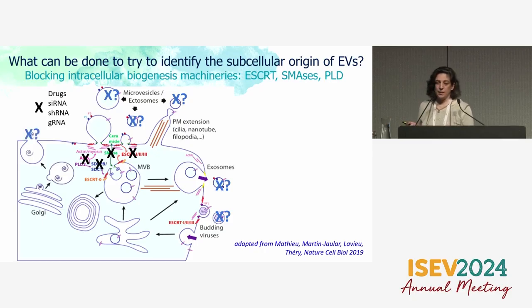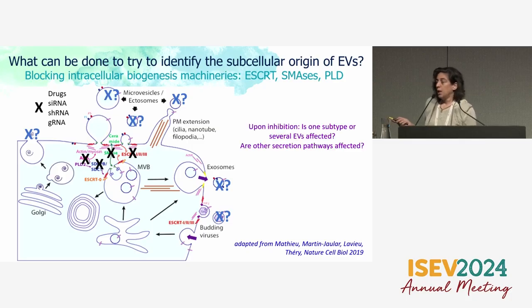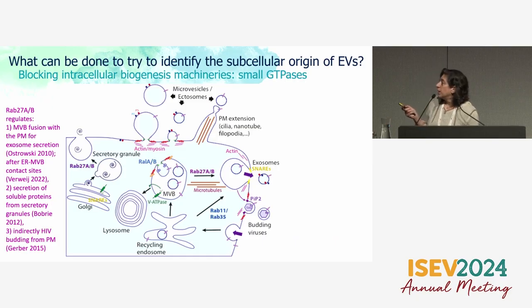And also one thing that has to be kept in mind is that when you block these pathways, you may also block the secretion of other regular secretory pathway aspects. So really, upon inhibition of an intracellular machinery, it's really important to ask oneself whether it's only one subtype of EV that's affected and whether other secretion pathways are affected. And particularly in my group, we realized these issues in these 3 successive papers that we published.